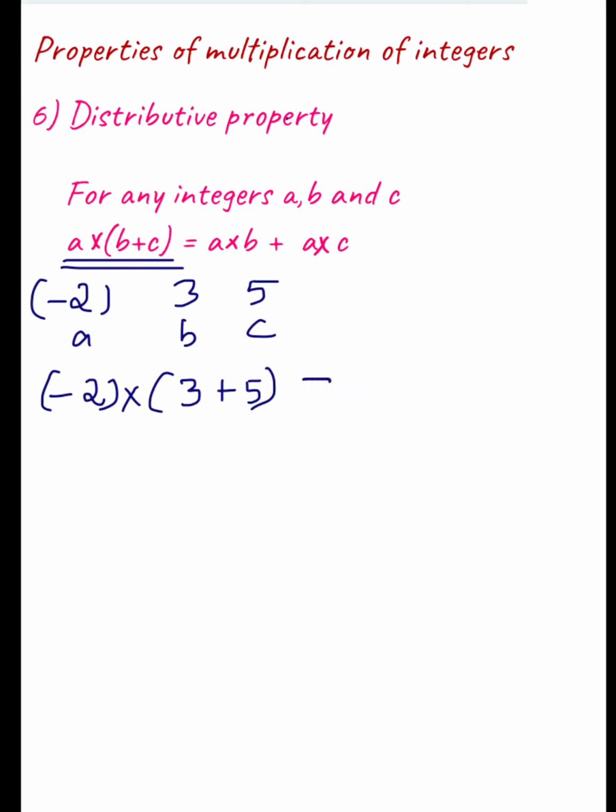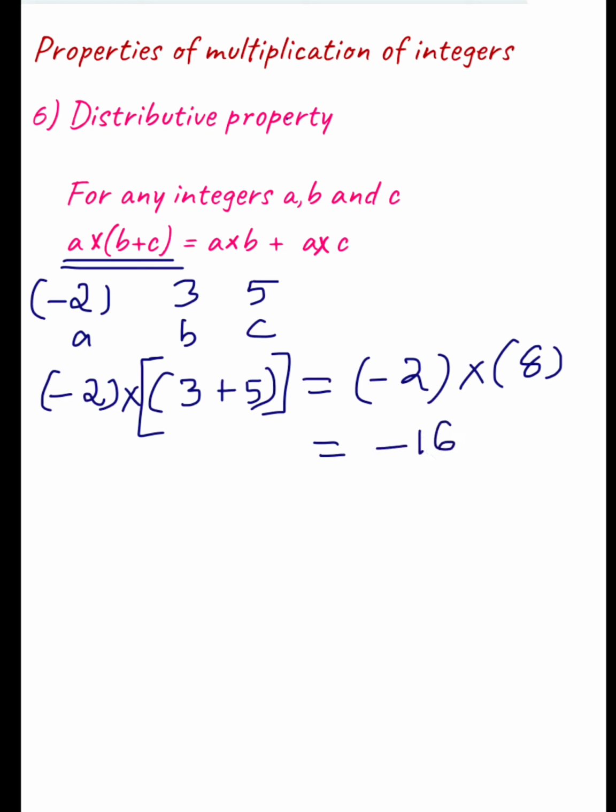So what you will get, first you have to do the thing in the bracket, that is 3 plus 5. So minus 2 into, what is 3 plus 5? 3 plus 5 is 8. So you got minus 2 into 8. What is minus 2 into 8? The answer is minus 16. That is, you multiply them as whole numbers and put the negative sign. Okay, so minus 16 will be the answer. Now the next one is a into b plus a into c.